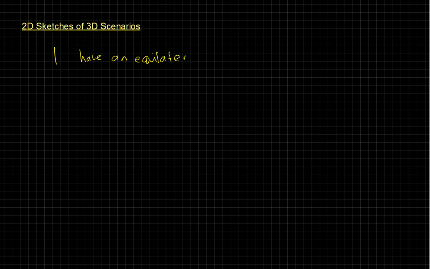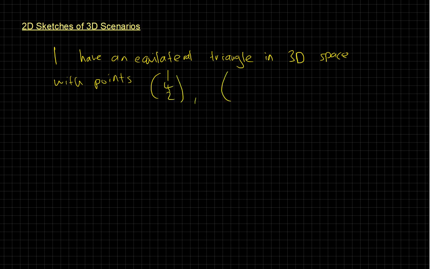Let's say you're told I have an equilateral triangle. So I'll just make up a question. I have an equilateral triangle in 3D space. Then let's say I give you the points 1, 4, 2 and 5, 4, 3, and these. Okay, so those two.